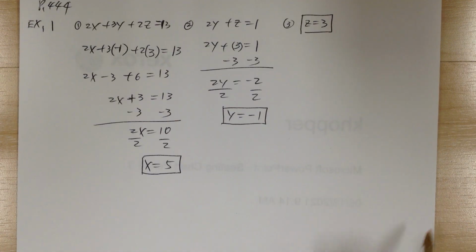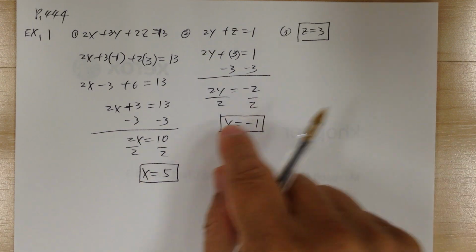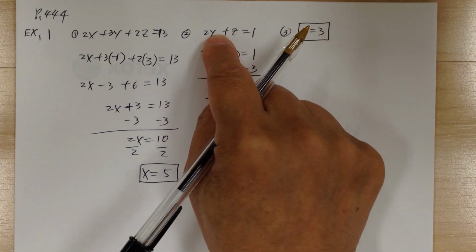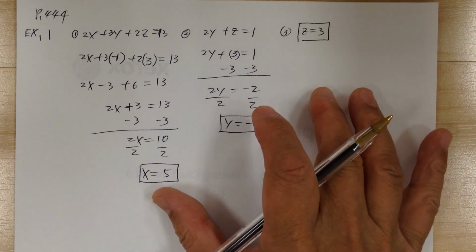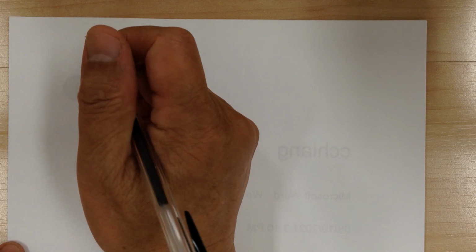That's your x, y, z. This is fairly easy because they already give you one of the variables, and over here there are only 2 variables. So this is the basic, the easiest type of system of equations. Now let's go to example 2. Example 2 is going to be a little bit more complicated.